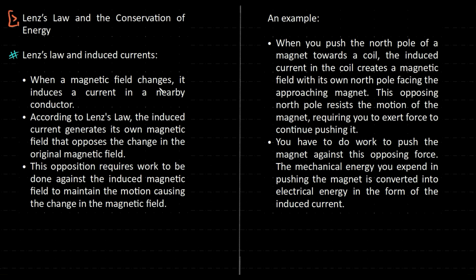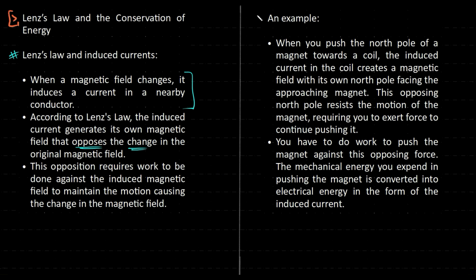When a magnetic field changes, it induces a current in a nearby conductor. That we know. Right? This is a fact. So according to Lenz's law, the induced current generates its own magnetic field that opposes the change in the original magnetic field. So it opposes the change. This opposition requires work to be done against the induced magnetic field to maintain the motion, causing the change in the magnetic field.